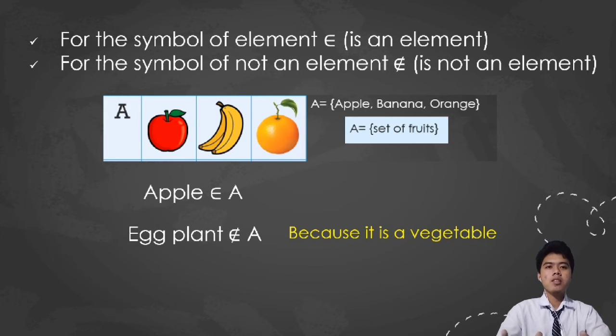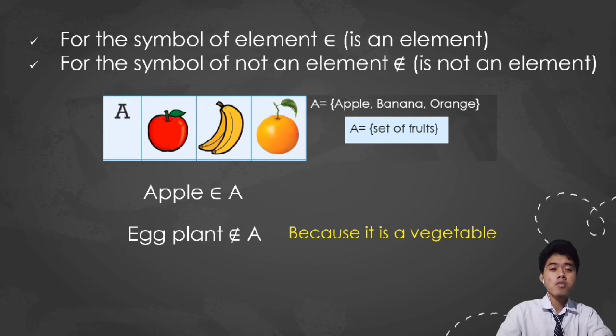So, to better understand, magpo-provide tayo ng example. Ito. So, yung kanina example din, set A, apple, banana, and orange, which is, ay set of fruits. So, alam natin na yung element are yung nasa loob ng mga braces natin, which are the apple, banana, and orange. Therefore, apple is an element of set A. Kasi, yung apple is prutas and naka-include siya sa set A, which is set of fruits, di ba?